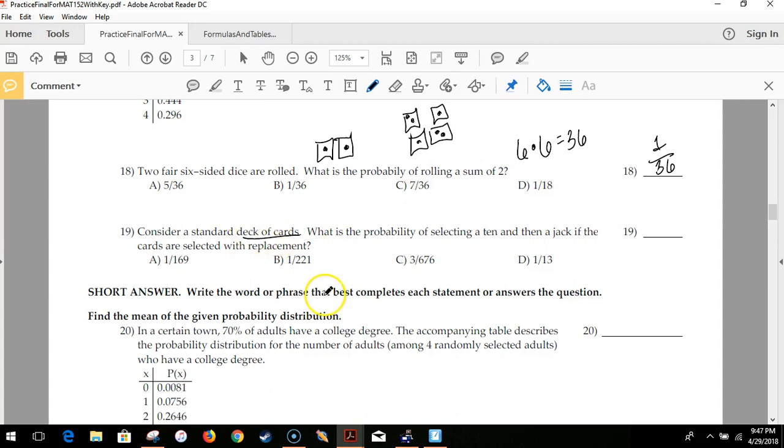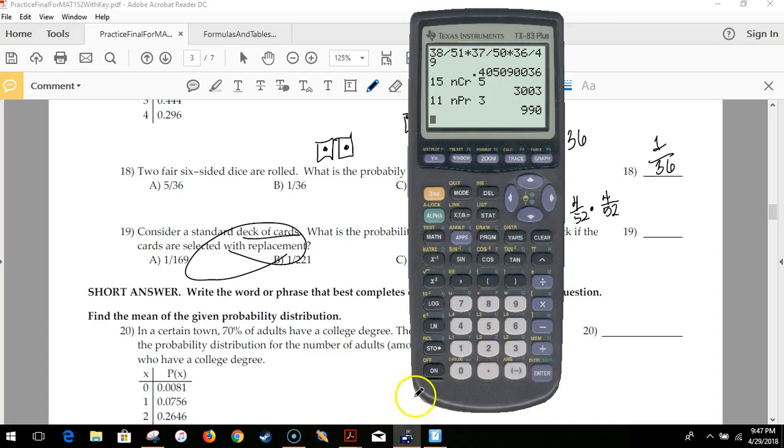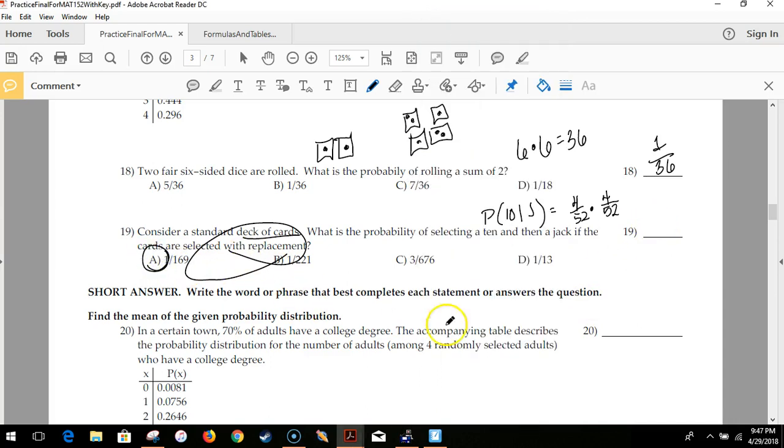Deck of cards on 19, last one from chapter 4. You want a 10 and then a jack. So the probability of picking out a 10 is 4 out of 52, but this one's a little sneaky because it says with replacement. So you pull it and then you look at it, but then you put it back in. So this is not going to be 4 out of 51. This is going to stay 4 out of 52 because you put that card back in. So I'm talking about 4 over 52 squared. And if I hit math, enter, enter, it will reduce that fraction for me, and I get 1 over 169.